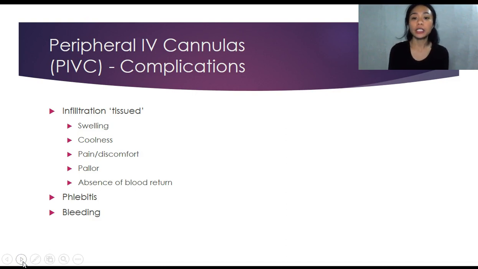Some complications that can occur with cannulas: a cool, clammy, or swollen and sometimes painful insertion site could signal infiltration. It's also known as a cannula being tissued because the cannula has dislodged from the vein and it's now in the subcutaneous space or the surrounding tissue space. And so when the cannula is tissued, the IV infusion needs to be discontinued and a new cannula needs to be inserted.